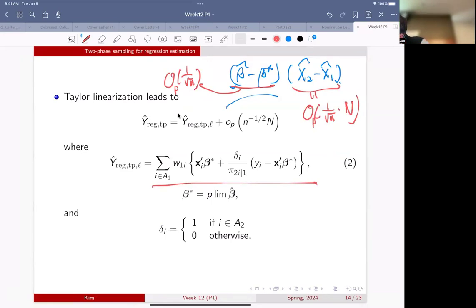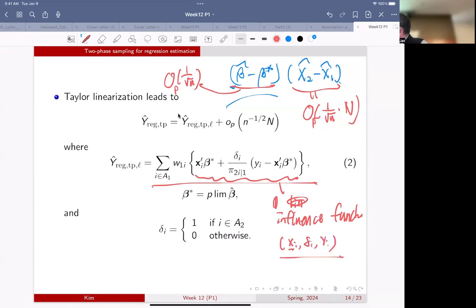And then this is linear, right? So this is actually sometimes called the influence function. This is actually a function of a vector. But if they are IID, that means this is IID. Okay.